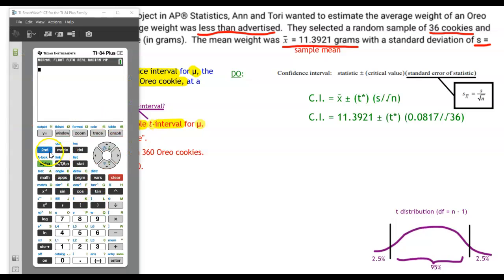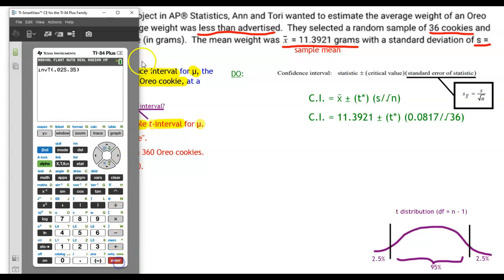So I'm going to bring up my calculator here and go to second distributions. I'm looking for inverse t, which is the fourth one down in this particular calculator. And it asks for area, and we know the area down here is 2.5%. We're converting that to a decimal, so 0.025. And then the degrees of freedom, as it says over here, is n minus 1. In this case, the n, the sample size, is 36. So n minus 1 is 35.